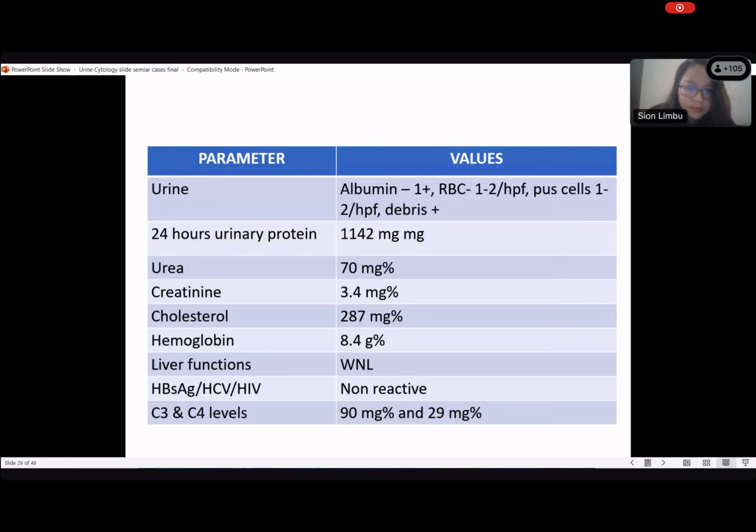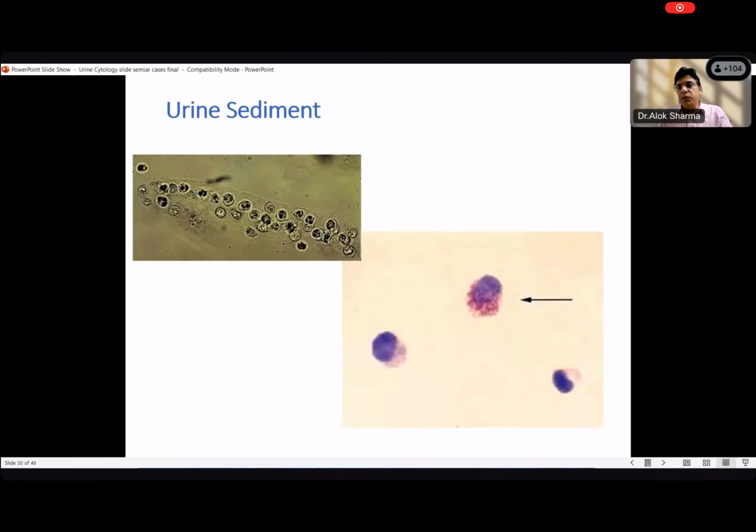Are they normal or are they low? I think they are increased slightly. Normal. Okay, these are normal. So these are normal levels for both C3 and C4. And you can go ahead and slide to this urinary sediment also and try to identify what's happening here.